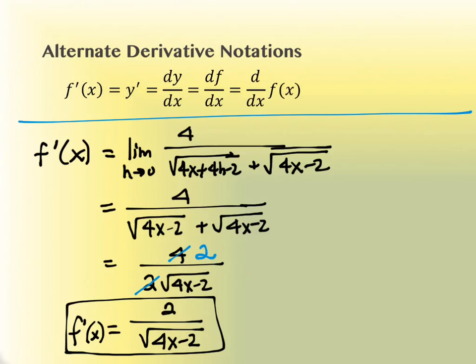It is correct. You want us to leave a radical? You got it, Tristan. Do you want us to leave a radical in the denominator? And the answer is yes. And you want to know why?